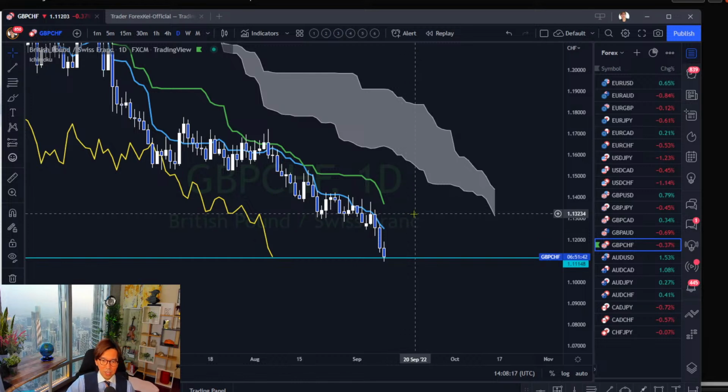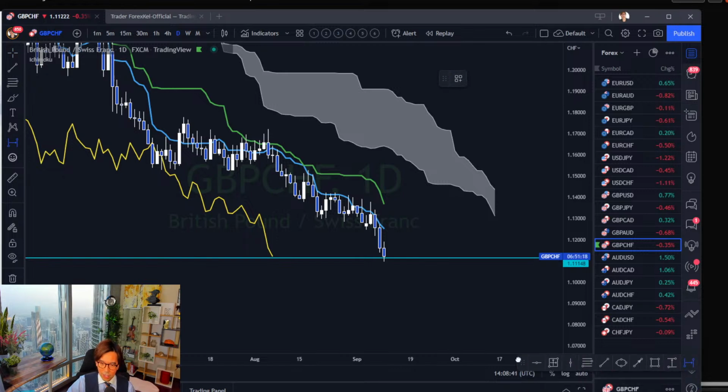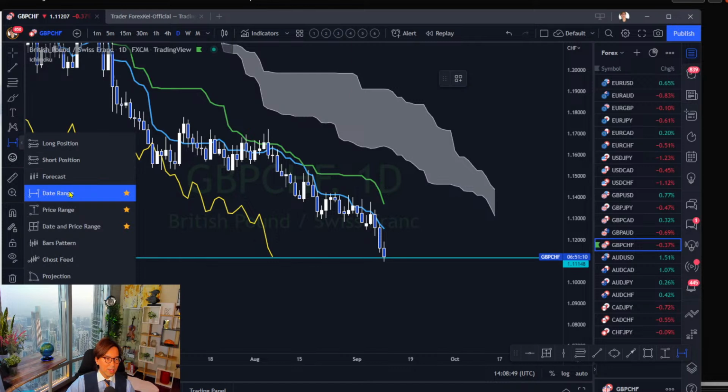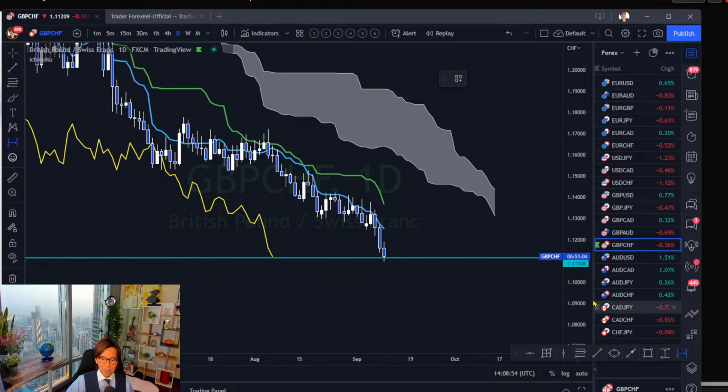But speaking of the Kumo, right? Kumo is shifted 26 candles to the future, including the current forming candlestick. So what that means is that this candlestick should be counted as 1, not 0. But in TradingView, when I count the number of candles, I usually use this date range tool. You can find it on the left, down here. I use this tool and count the number of candles.